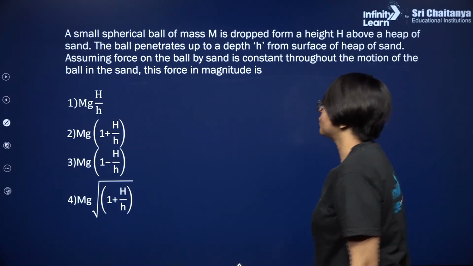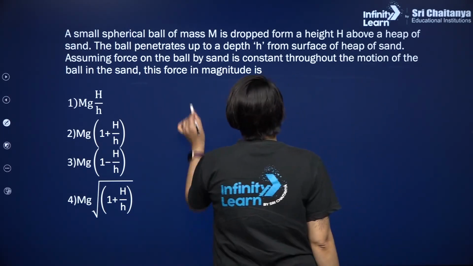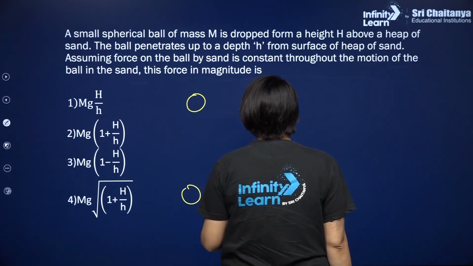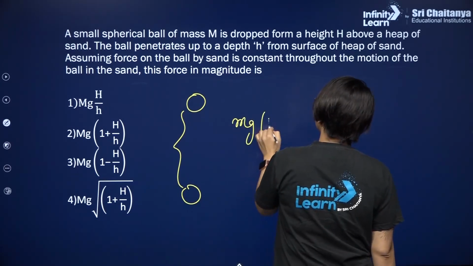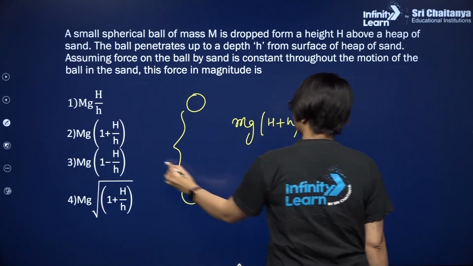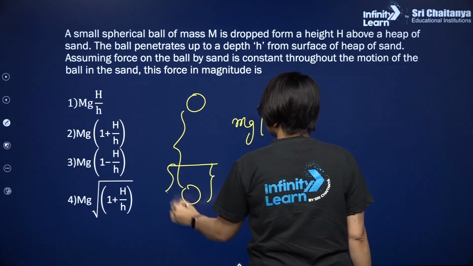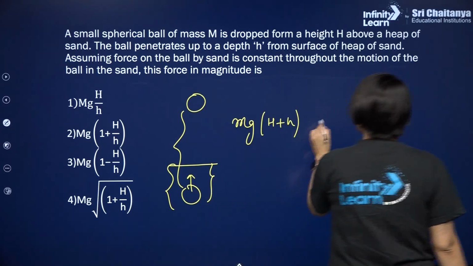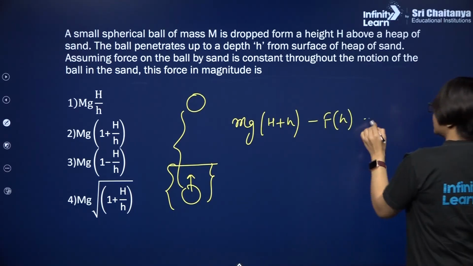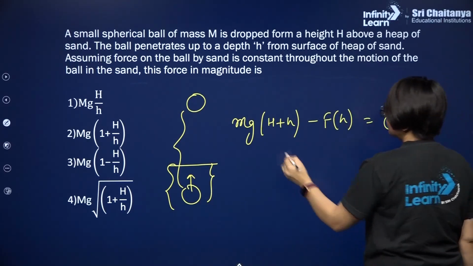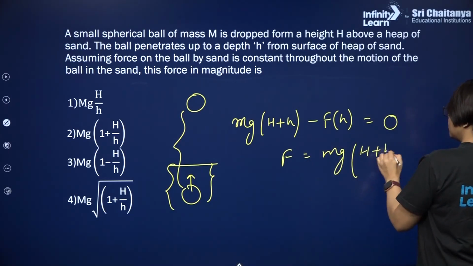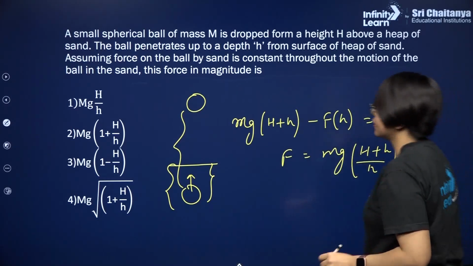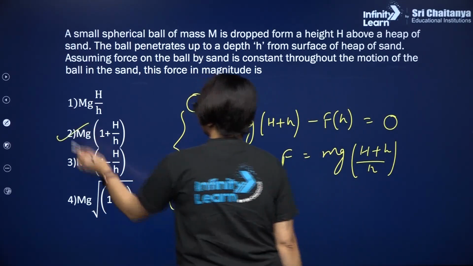The force in magnitude is... Initially it was at rest, and finally it is at rest. So the total work done by gravity is mg(h + H), and the work done by the resistive force in the sand will be minus F into H, and that is equal to 0, by the work-energy theorem. So F will be mg(h + H) divided by H, and that is nothing but option 2.